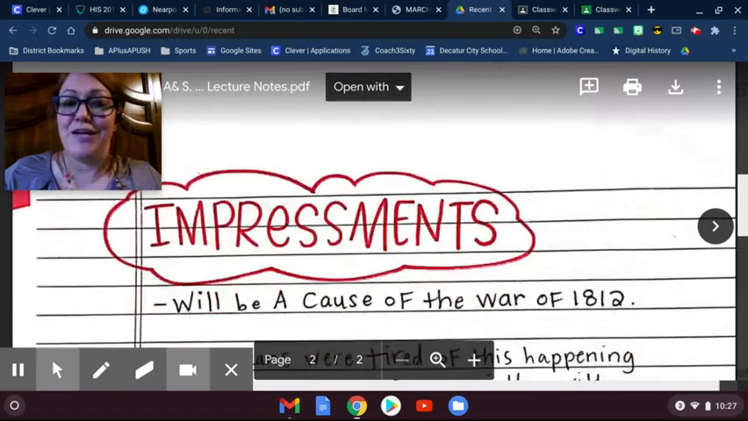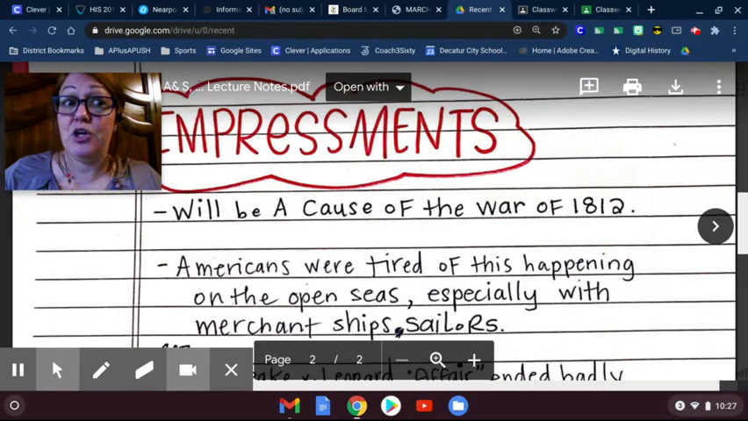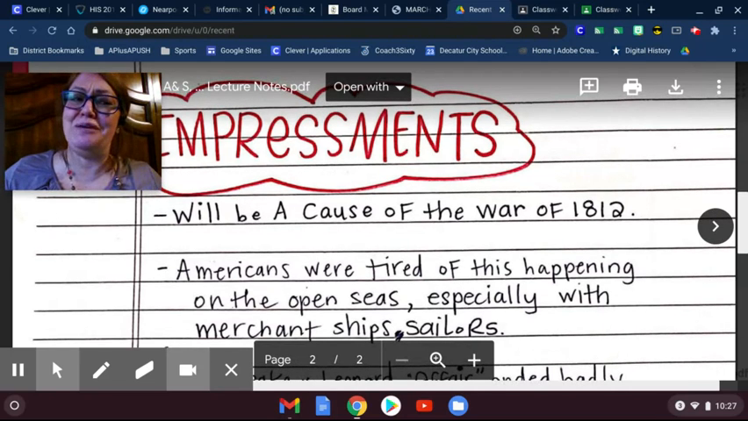So let's look at impressment first. It will be a cause of the War of 1812. Huge cause. Americans were tired of this happening on the open seas, especially with merchant ships. Imagine owning a company that had to ship their cotton or tobacco, any good that you're shipping, and you have to worry about your ship being taken over by foreign ships, and you're not military. It's really tough.